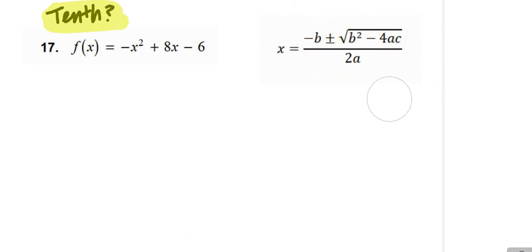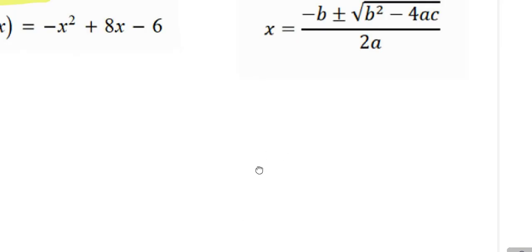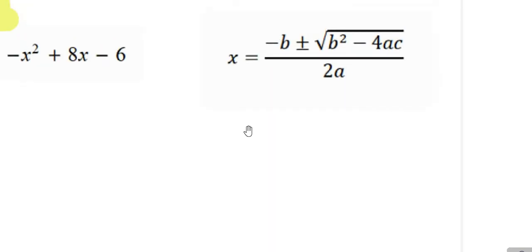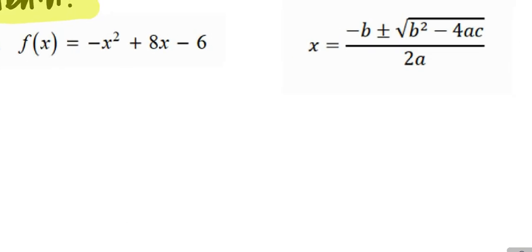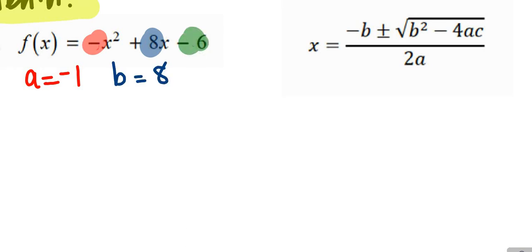Now Mrs. Gengel had a jingle for this. X equals negative b plus or minus square root b squared minus 4ac all over 2a. And that's called the quadratic equation. So let's identify our factors here. Our a is negative 1. Our b is 8. Our c is negative 6.